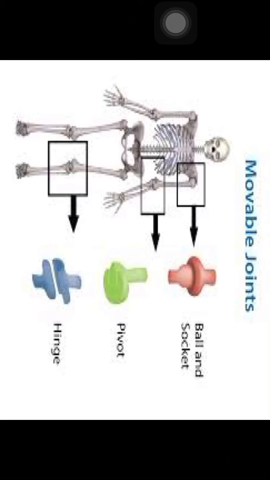So this was something about the movable joints that are present in the human body, and the only immovable joint that is present in the human body is the skull, the upper part of the skull that doesn't move. That's why it is known as an immovable joint.